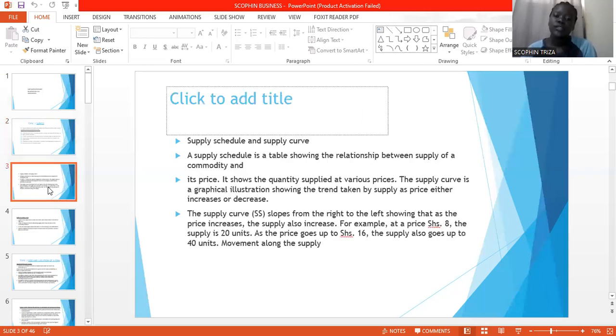Supply schedule and supply curve. A supply schedule is a table showing the relationship between supply of a commodity and its price. It shows the quantity supplied at various prices. The supply curve is a graphical illustration showing the trend taken by supply as price either increases or decreases.